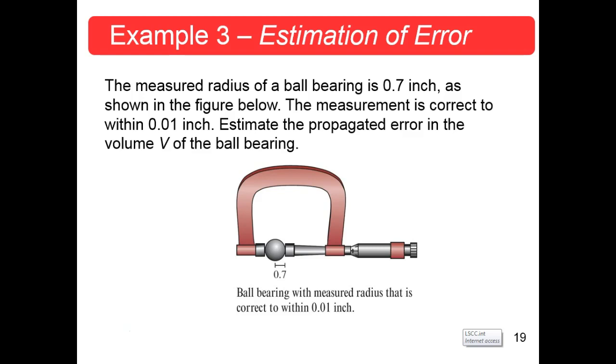If the measurement is correct to within 0.01 inch, in other words, your device and how tight you did it, whether you're smashing the ball or not, whether you're compressing it or not, is 0.01 inch. Estimate the propagated error in the volume of that ball bearing. Now, it first says estimate the propagated error. Okay? What is the volume of a sphere? Anyone know?